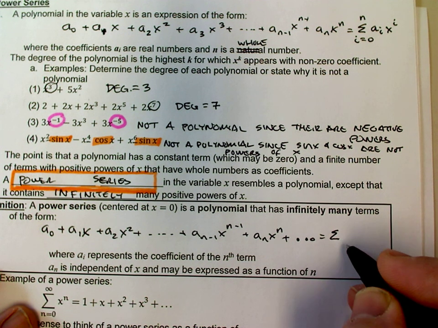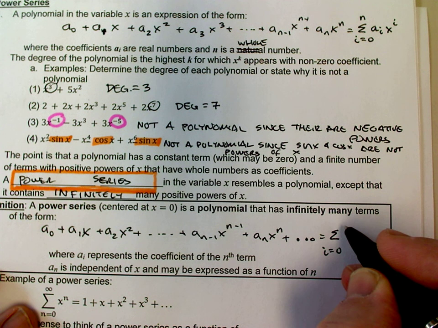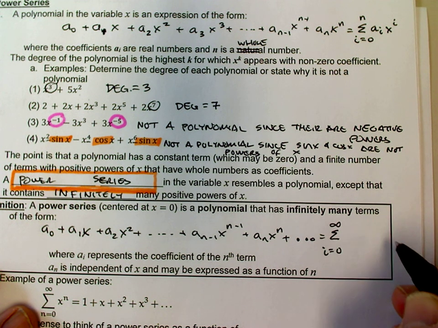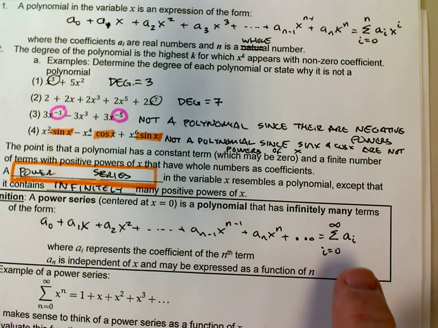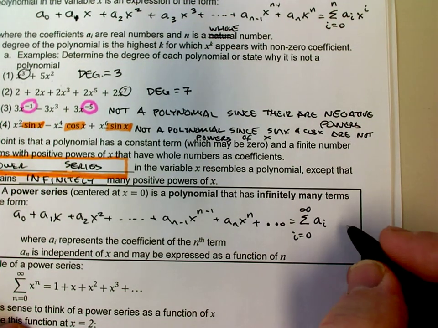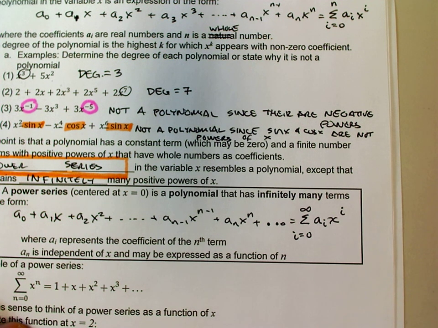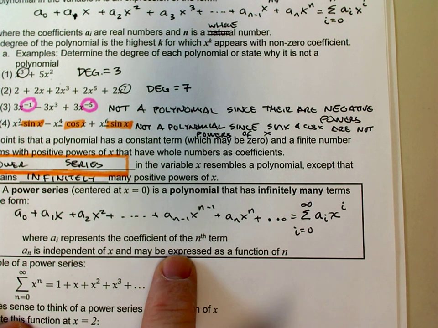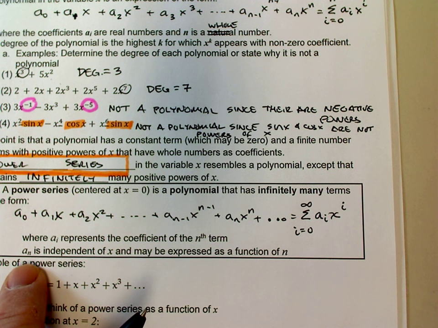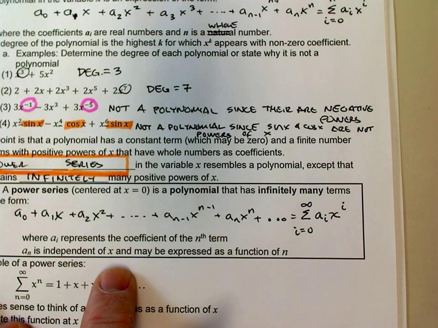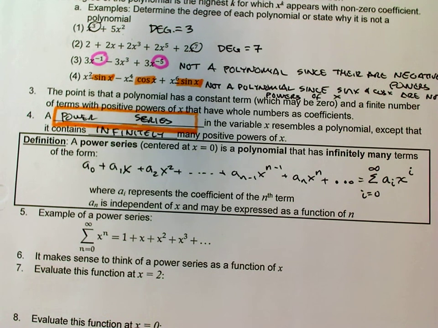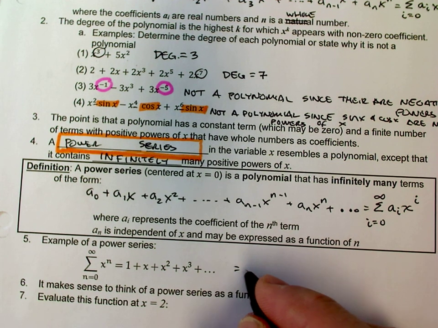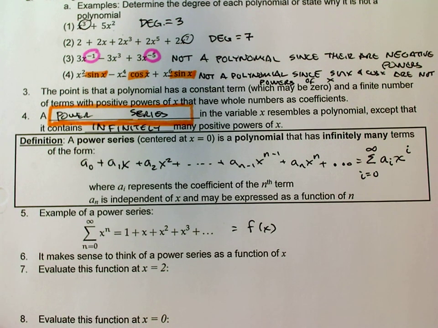Or we can write it in summation form: the sum from i equals 0 to infinity of the coefficient a sub i times x to the power of i. A sub i represents the coefficient of the nth term. A sub n is independent of x and may be expressed as a function of n. So here's an example of a power series, and we'll just say let's this equal f of x. It's going to be some function.